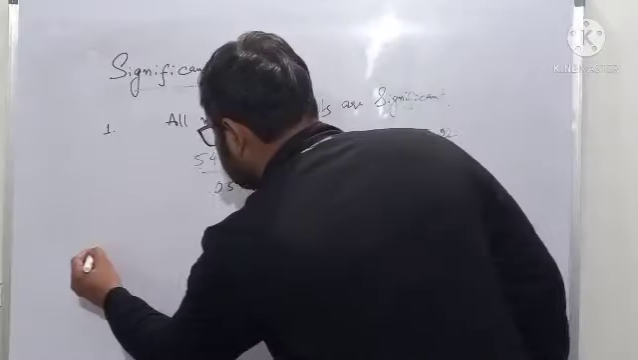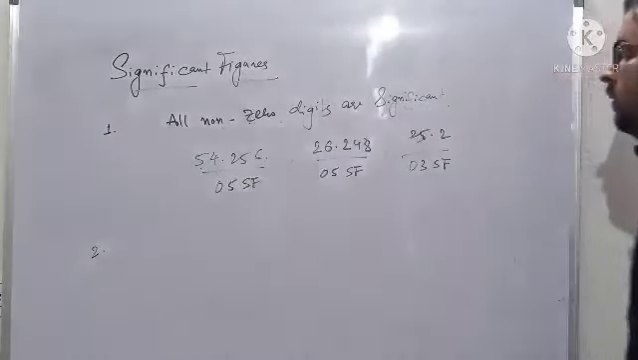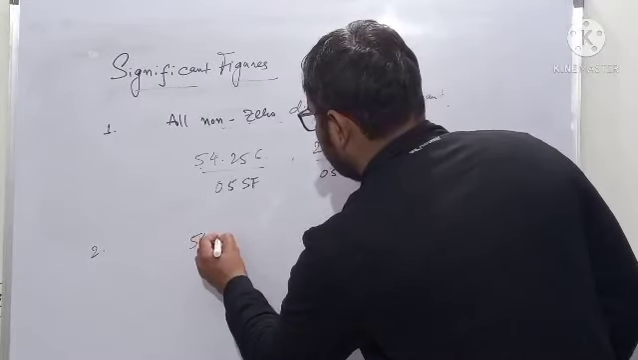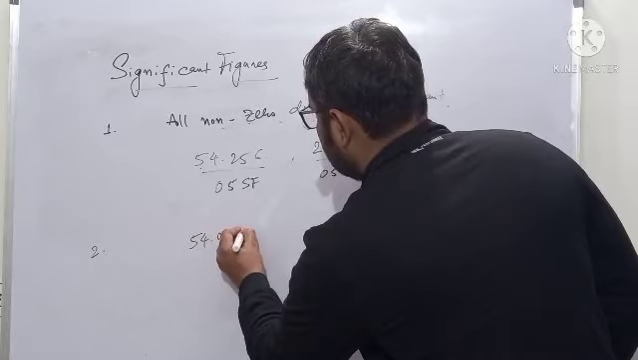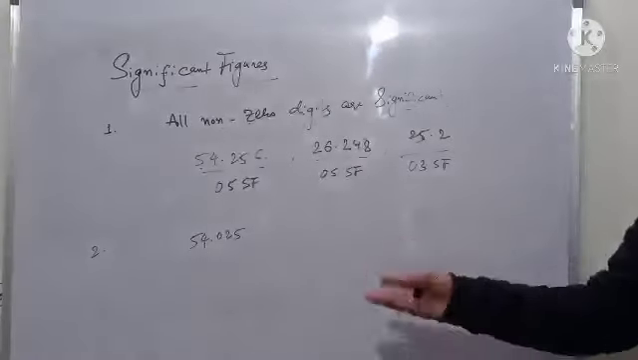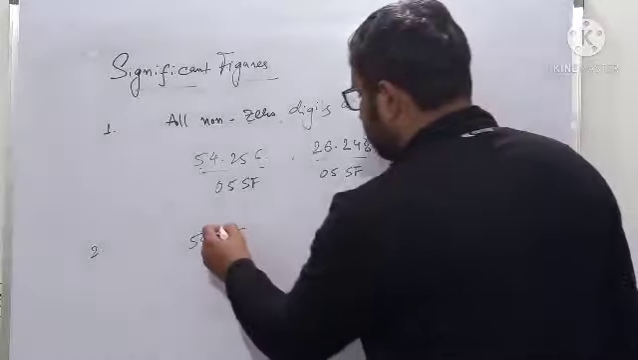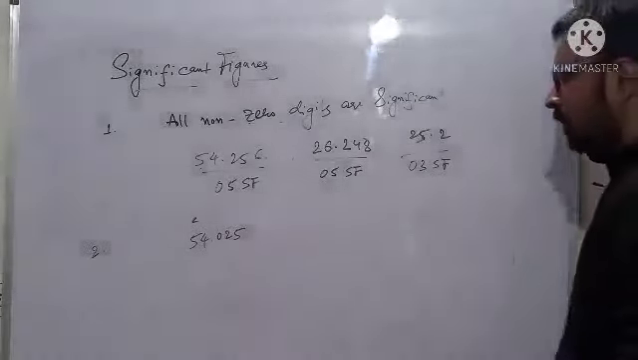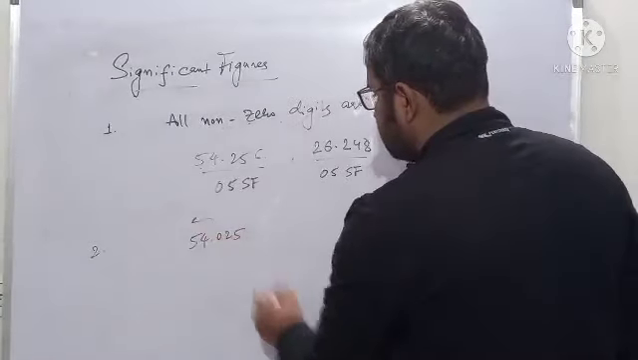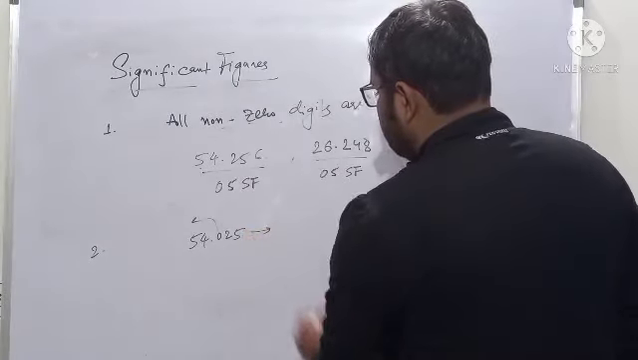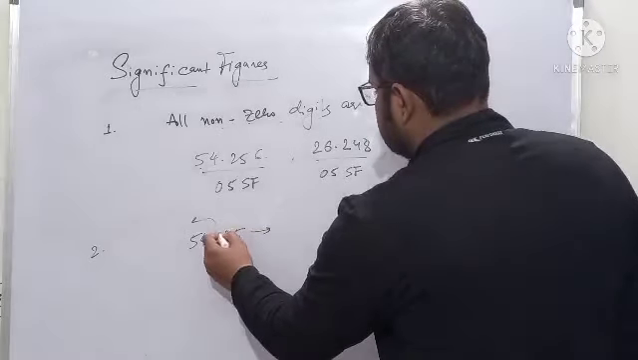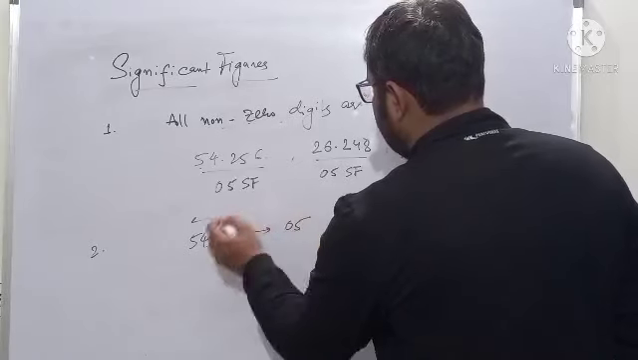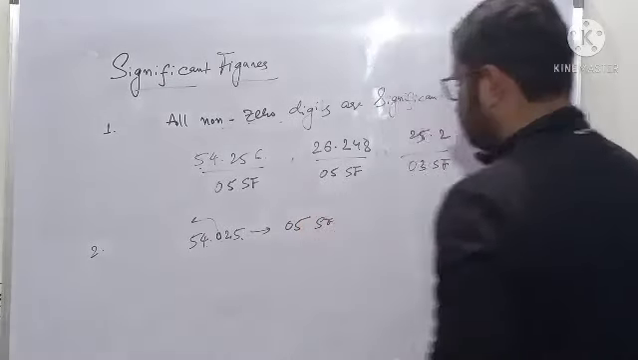The second rule is, whenever you see any value which has a 0 in between two non-zero digits, then that 0 is significant. We cannot ignore this 0. So if we get such a case, then in that condition, the 0 will be significant, and 1, 2, 3, 4, 5. So this will have 5 significant figures.